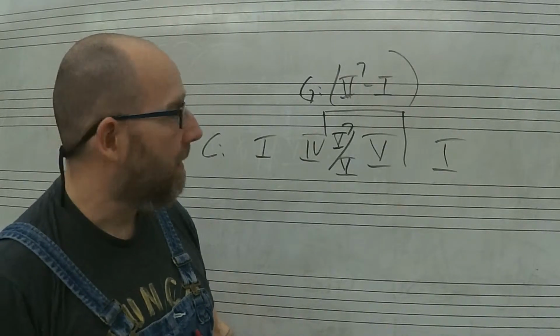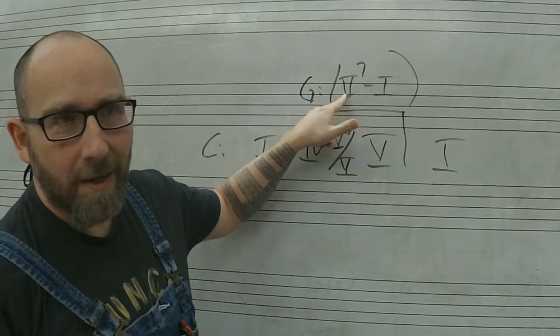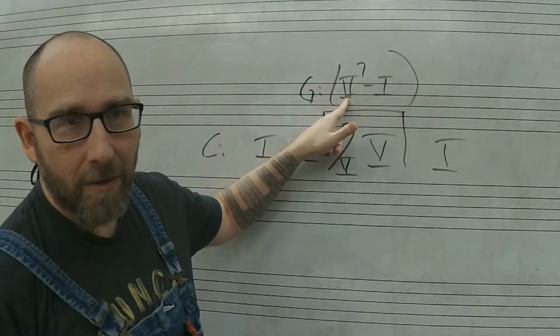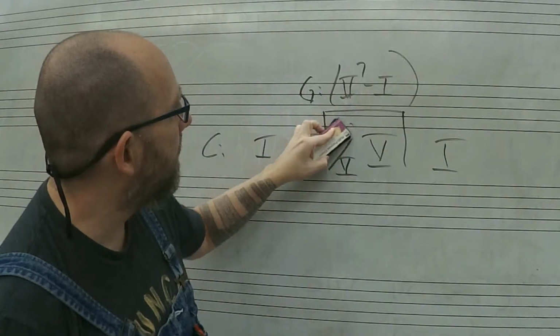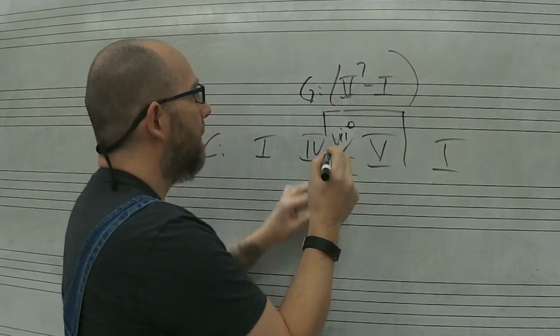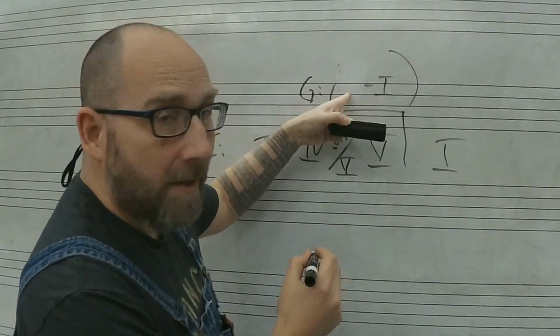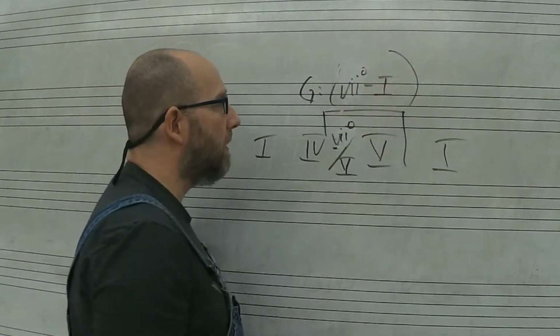leading tone chords. You're going to do exactly the same thing, but in the pretend key, instead of using the 5 chord, you're going to use the 7 diminished chord. So I'm going to change 5-7 to 7 diminished of 5. Up here, instead of 5-7 in the pretend key of G, I'm going to use 7 diminished going to 1.